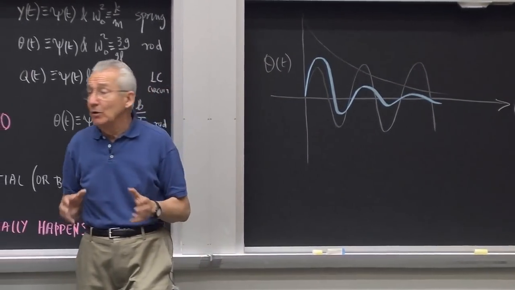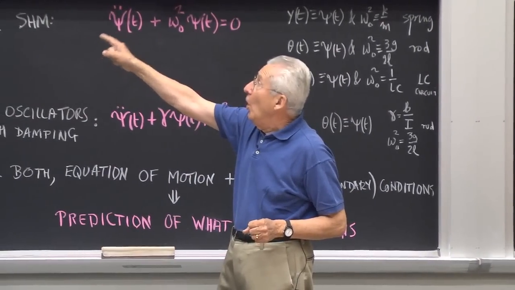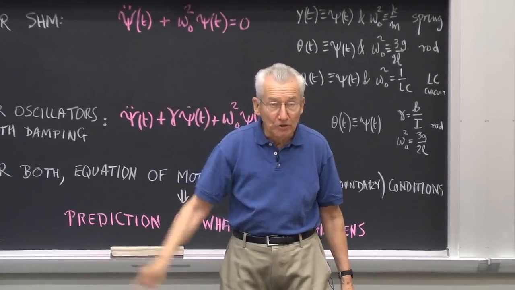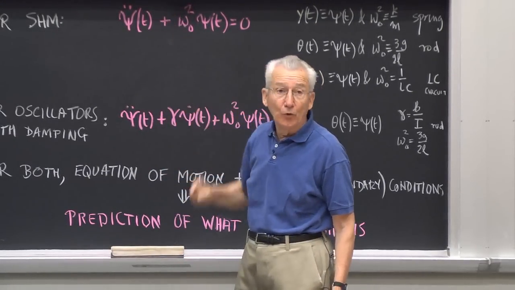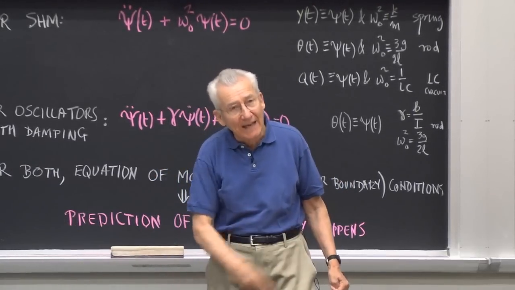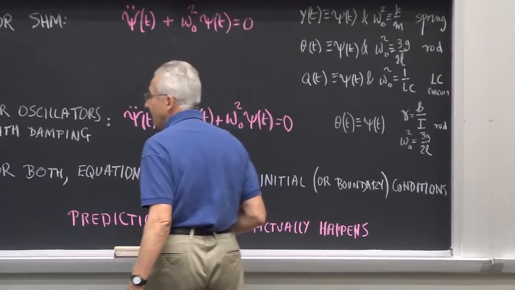So I will now calculate for you what is the Q of this compound pendulum, this rod, which oscillates under conditions where the drag force is small, so that it has this underdamped motion.